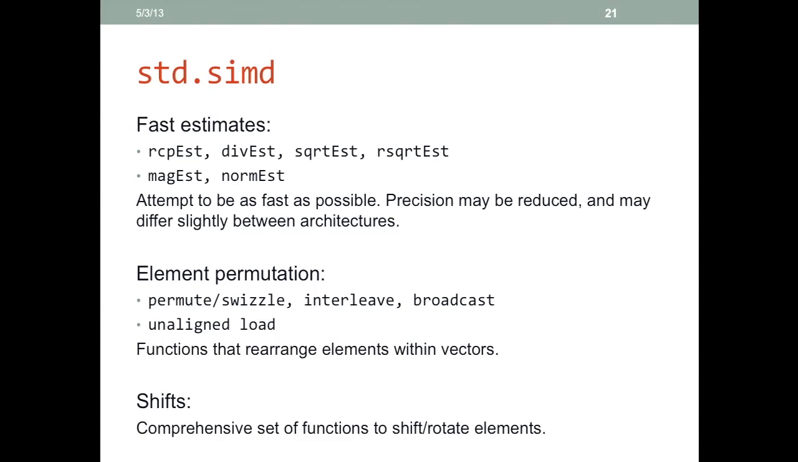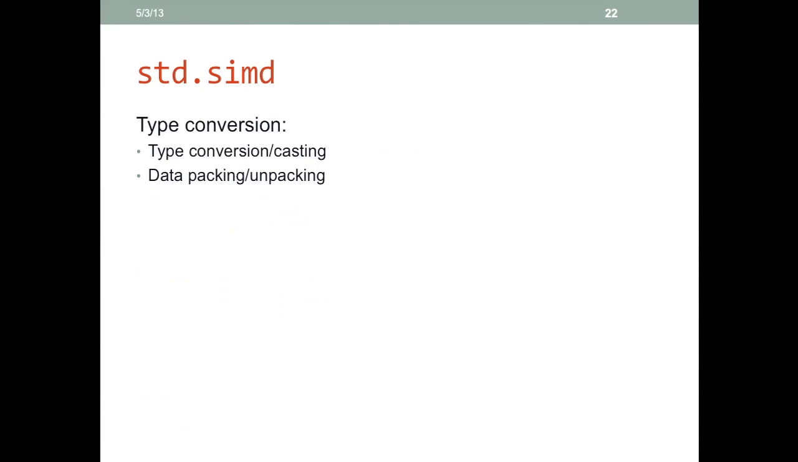There's a comprehensive set of shifts: inter-element, within elements, whole vector rotates, and all that sort of stuff. We've also got type conversion. As we saw before, since SIMD types can store both floating point and integer data together in the same set of SIMD registers, it's possible to cast between float and int within a single register. I'll get back to that anyway. And there's also data packing and unpacking functions.